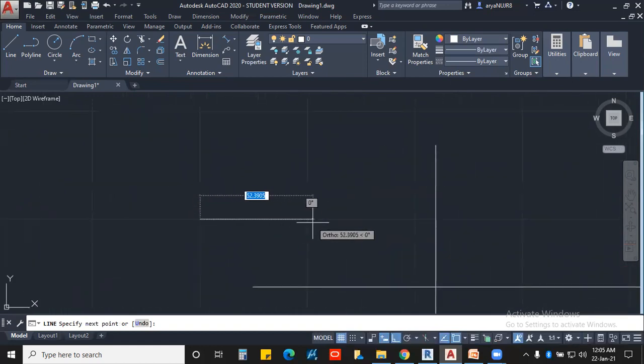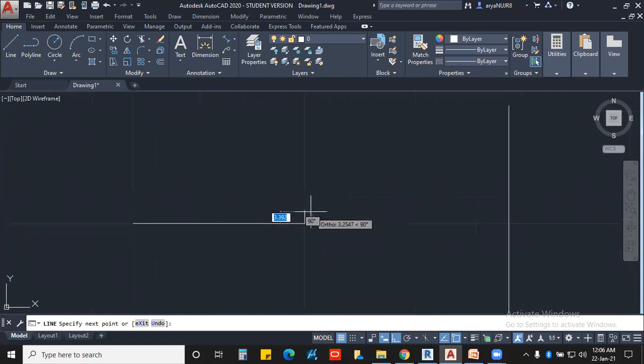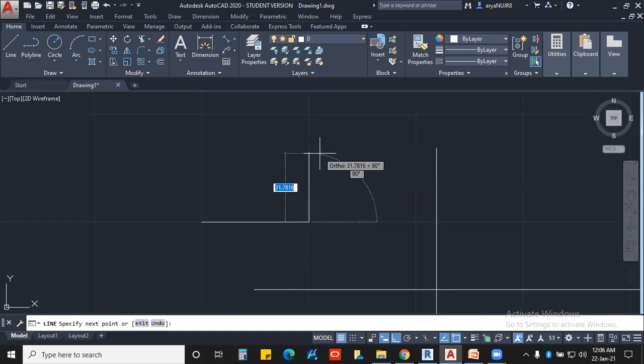Now this point becomes the origin, so this point is 0,0. The next point will be 50,0. Since we are using the relative rectangular system, you have to provide the @ sign. So @50,0, enter.